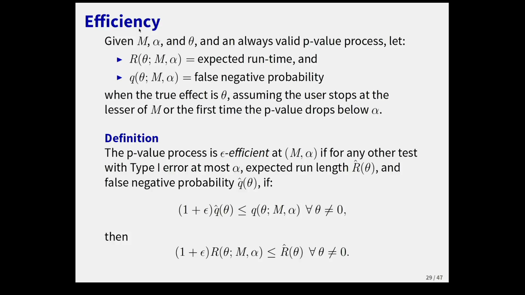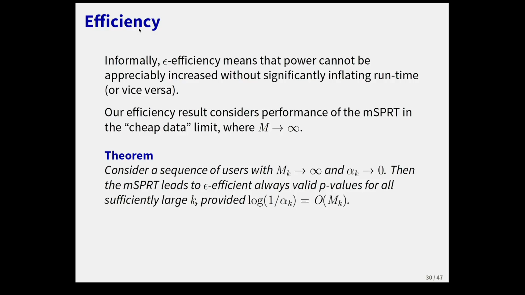So basically, one way to think about this is to think about the false negative probability as a profile over theta. Here's a test which is doing at least as good as ours and sometimes better. So I'm giving it a band of 1 over 1 plus epsilon relative to our test to do better. Well, such a test has to inflate runtime. That's what I want to be able to show: for any such test, the expected runtime of that test has to be more than 1 plus epsilon times the expected runtime of our test. So informally, what's happening is that epsilon efficiency means that power can't be appreciably increased without significantly inflating runtime.